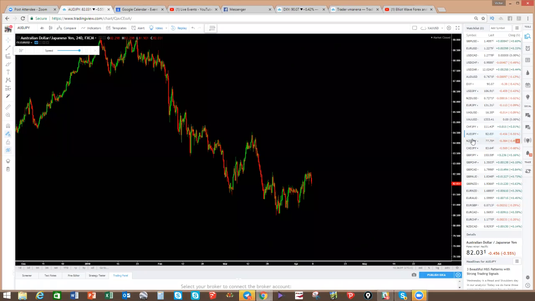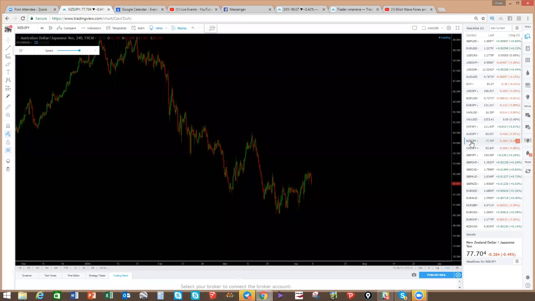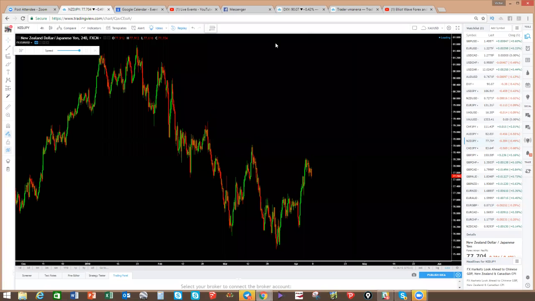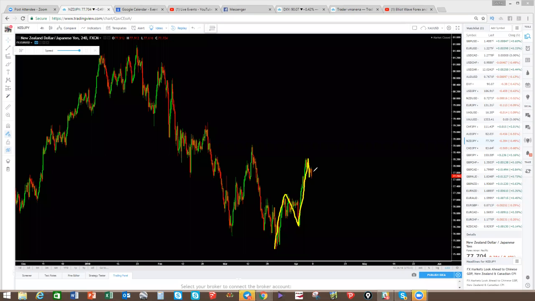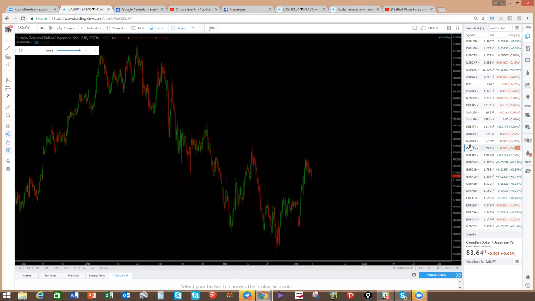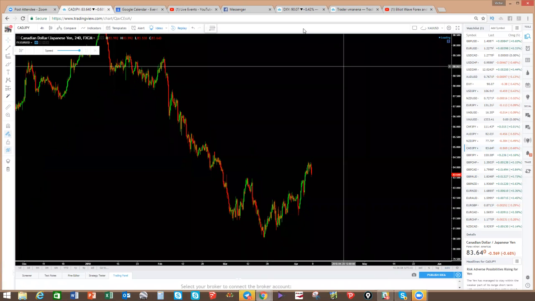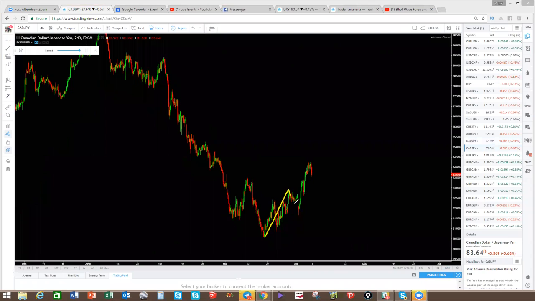New Zealand, that is the same structure. 1, 2, 3, impulsive move. This one is even starting a correction here. So we'll be expecting a move down here. CAD, similar. Okay, you can see they all made similar structures. 1, 2, 3, then impulsive move down. So we wait to see if we're going to get any flags for downside.